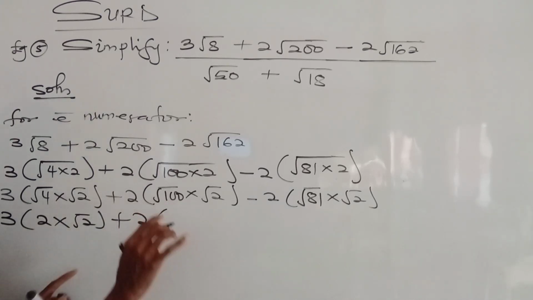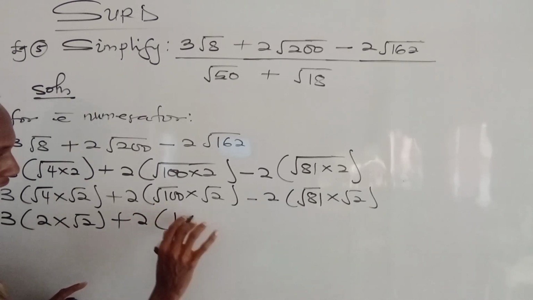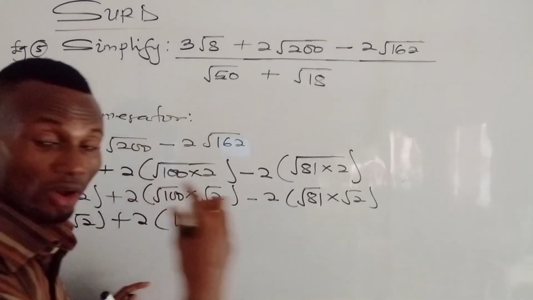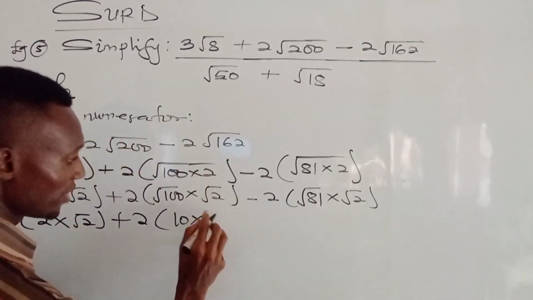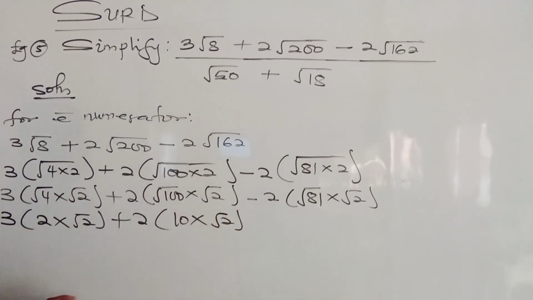Okay, we know the answer for it. Square root of 100 is 10, so write your 10 times the square root of 2. We will not get a whole number as an answer, so just repeat your square root of 2. Okay, I hope you agree with me.